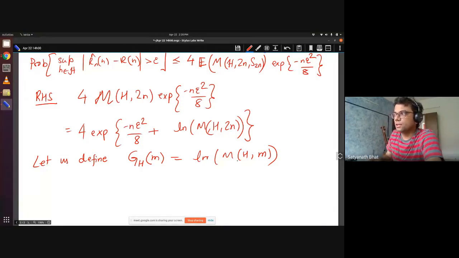This is what we will use as a shorthand notation. And now is the most important result, owing to VC, Vapnik and Chervonenkis. So that is the result. What they have shown is the following.